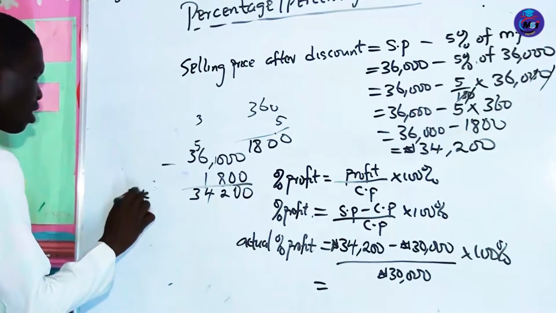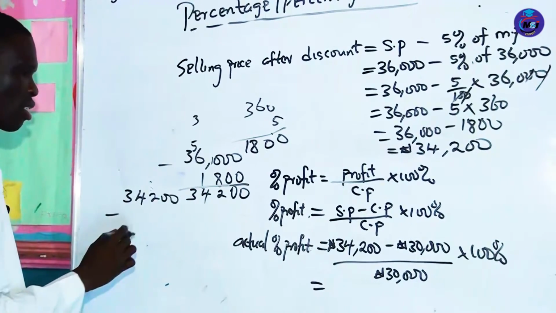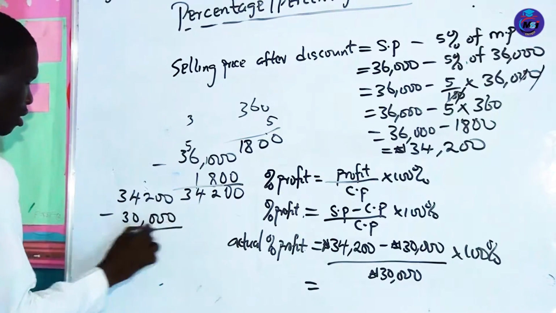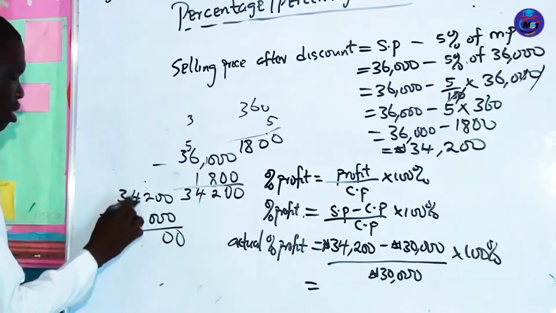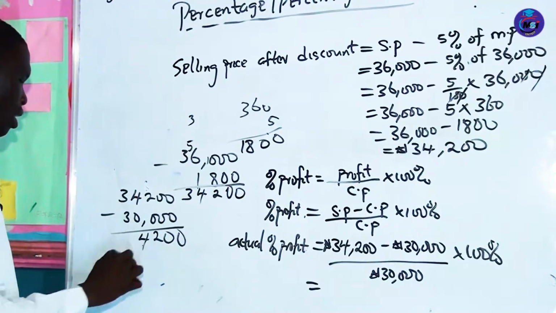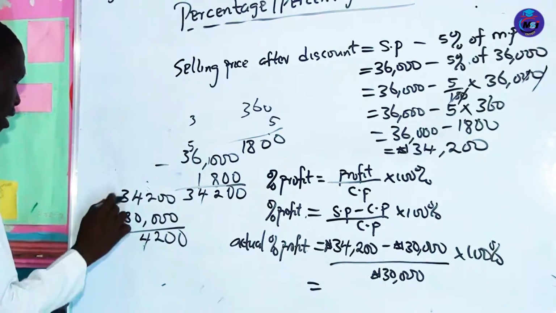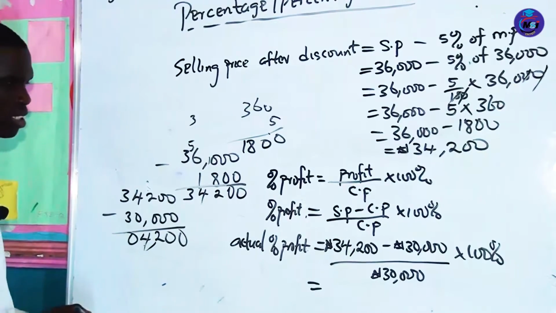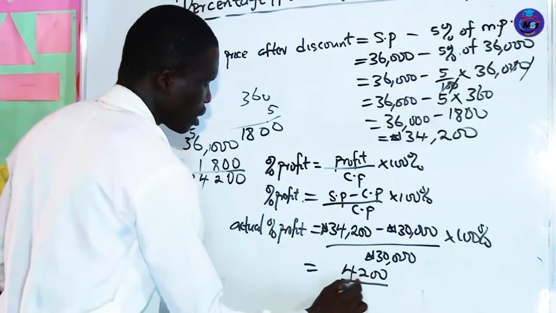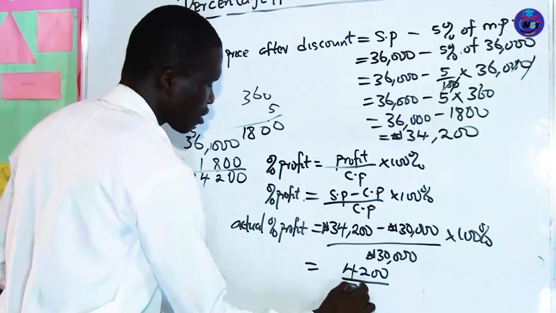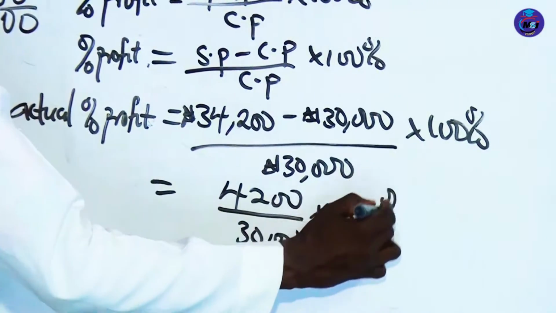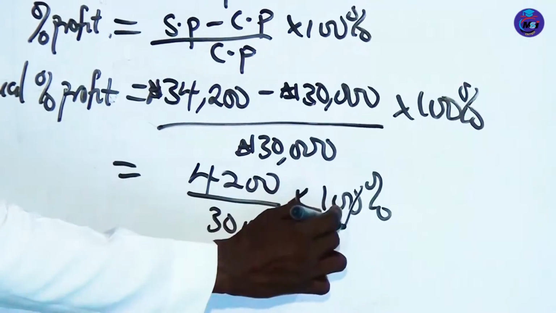So this will give us 34,200 minus 30,000. 0 minus 0, 0, 0 minus 0, 0. 2 minus 0, 2. 4 minus 0, 4. And 3 minus 3 equals to 0. So we have 4,200. 4,200 all over 30,000. Okay. Multiplied by 100%.